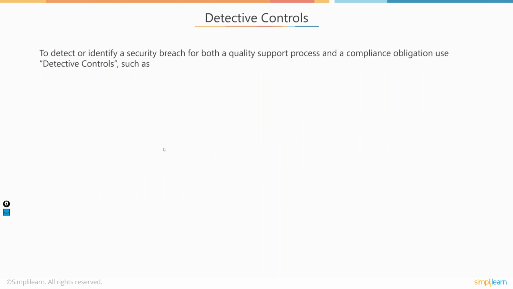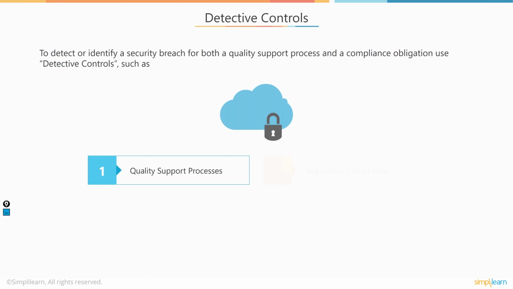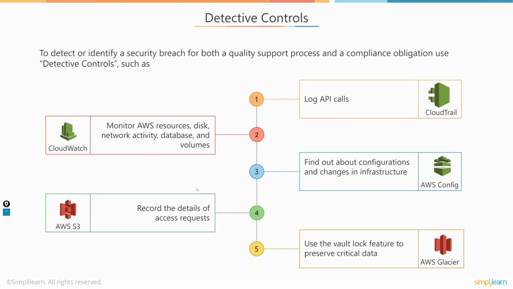So we have detective controls. You can use detective controls to detect or identify any potential security breach, or both, maybe for quality support process or compliance reasons. A few of the detective controls are AWS CloudTrail, which is a web-based service.